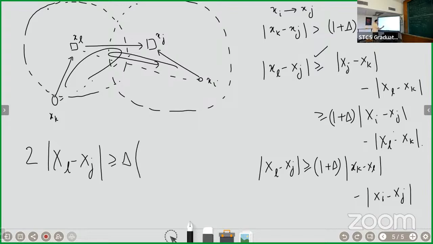Delta times xk minus xl. Adding them, I'm actually able to get a lower bound on the distance between xl and xj in terms of the distance between xk and xl and xi and xj. Now what would I do? What does it mean?